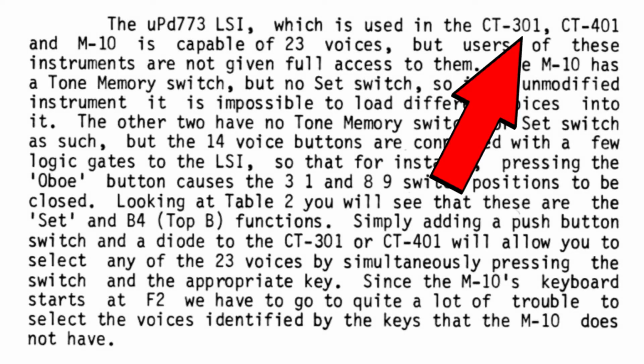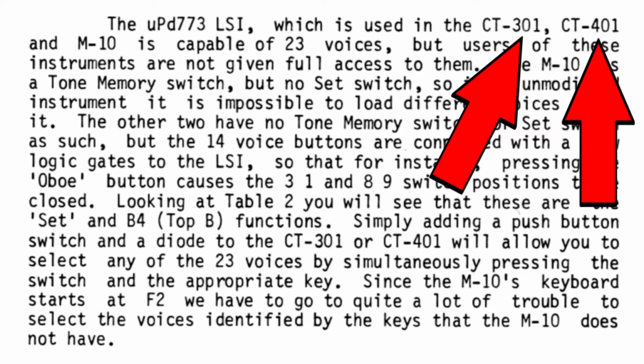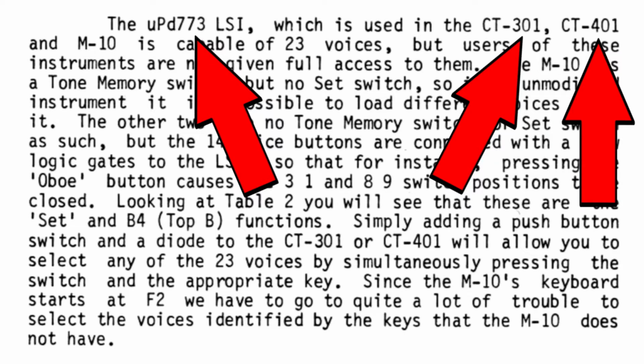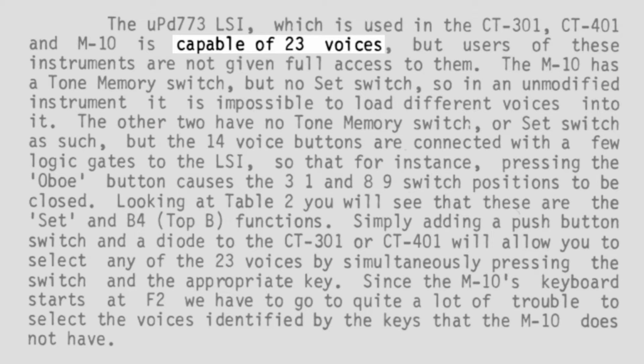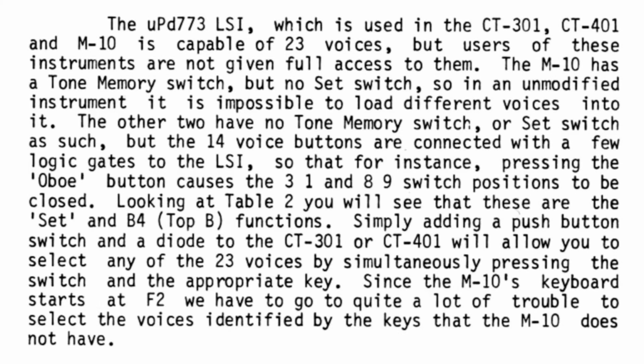Of note is that the 301 and 401 models using the same NEC D773 LSI found in the M10 are also capable of producing more tones when modified than what is accessible from the front panel. For some strange reason, Casio decided not to allow access to all of them.